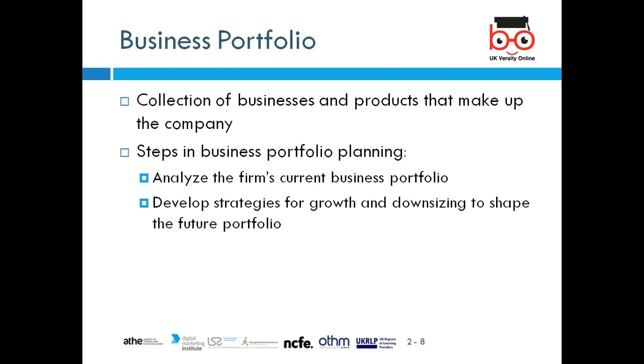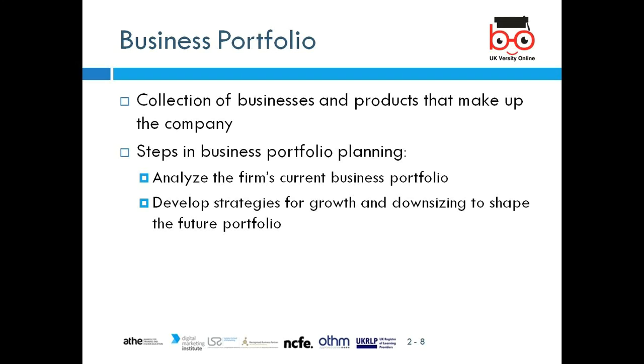Business portfolio: the collection of the businesses and products that make up the company. Steps in business portfolio planning: analyze the firm's current business portfolio and develop strategies for growth or downsizing to shape the future portfolio. Like recently, we heard about Land Rover going to cut 5,000 jobs throughout the world, because after looking at it they are downsizing, also known as rightsizing. So rightsizing of employees, rightsizing of the product, because more people are buying electric cars, so we need to focus on more innovation in the product, otherwise we can't sustain in the market.